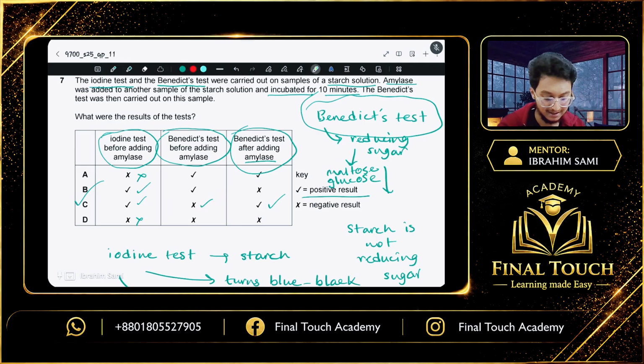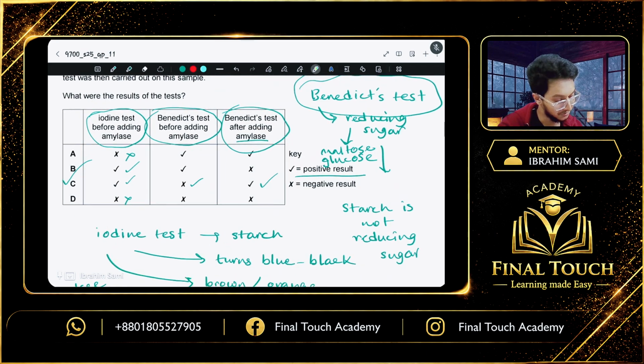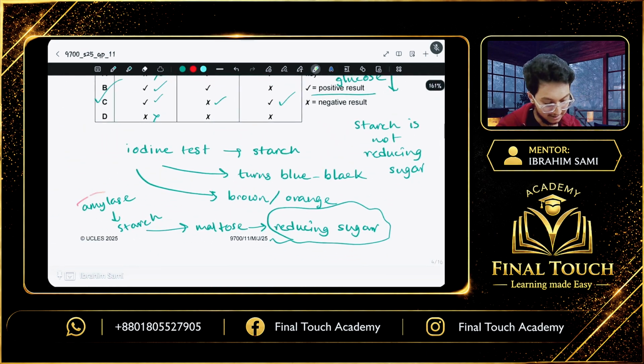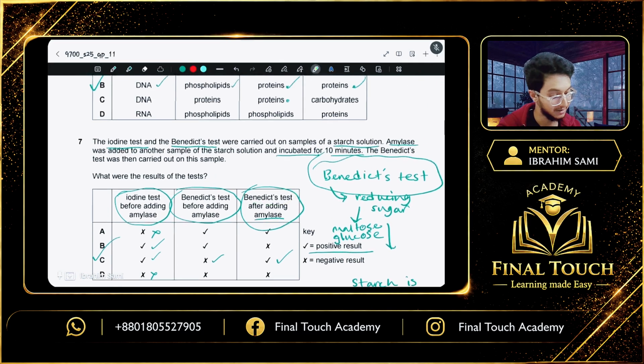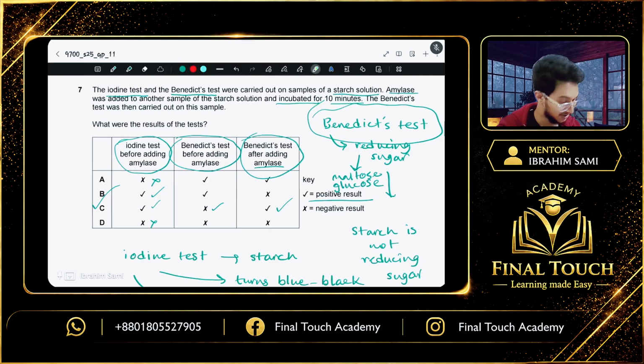So the answer is C. But still, I'm trying to explain what happens after adding amylase. When amylase is added, the starch is broken down to maltose. Maltose is a reducing sugar. And when you do a Benedict's test after incubating for 10 minutes, of course, it's going to give a positive result. So the answer is C.